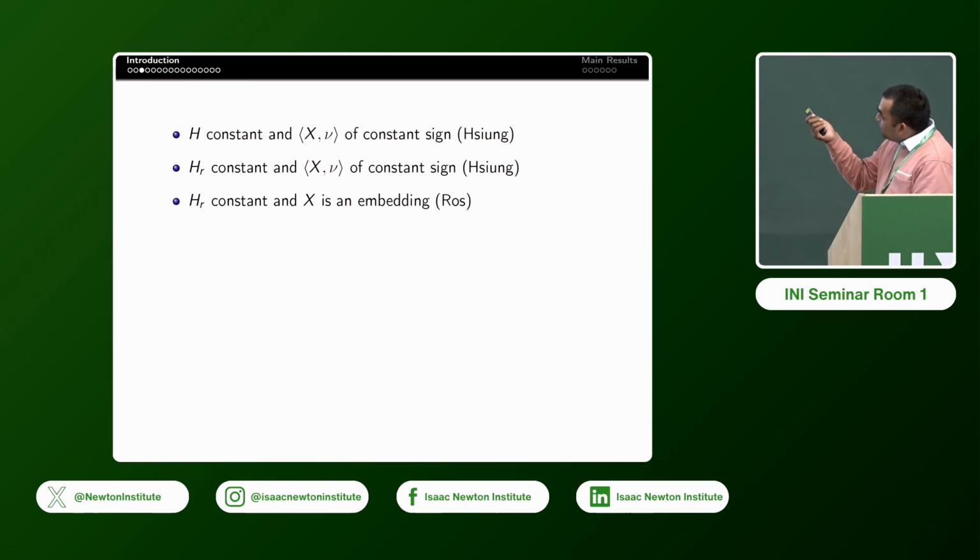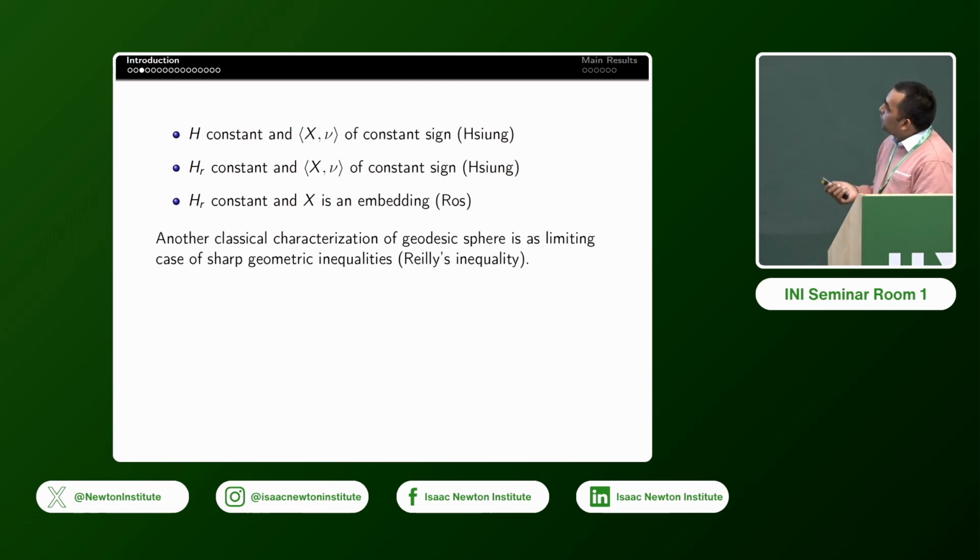Now, if you consider this X is an embedding and HR is constant, it was proved by Ros that it is again going to be a round sphere. So this is one way to characterize your geodesic hypersurfaces. But what is another way? Another characterization of the geodesic sphere is the limiting case of sharp geometric inequalities. And that is the only thing I can say, that at least I can touch this workshop a little bit.